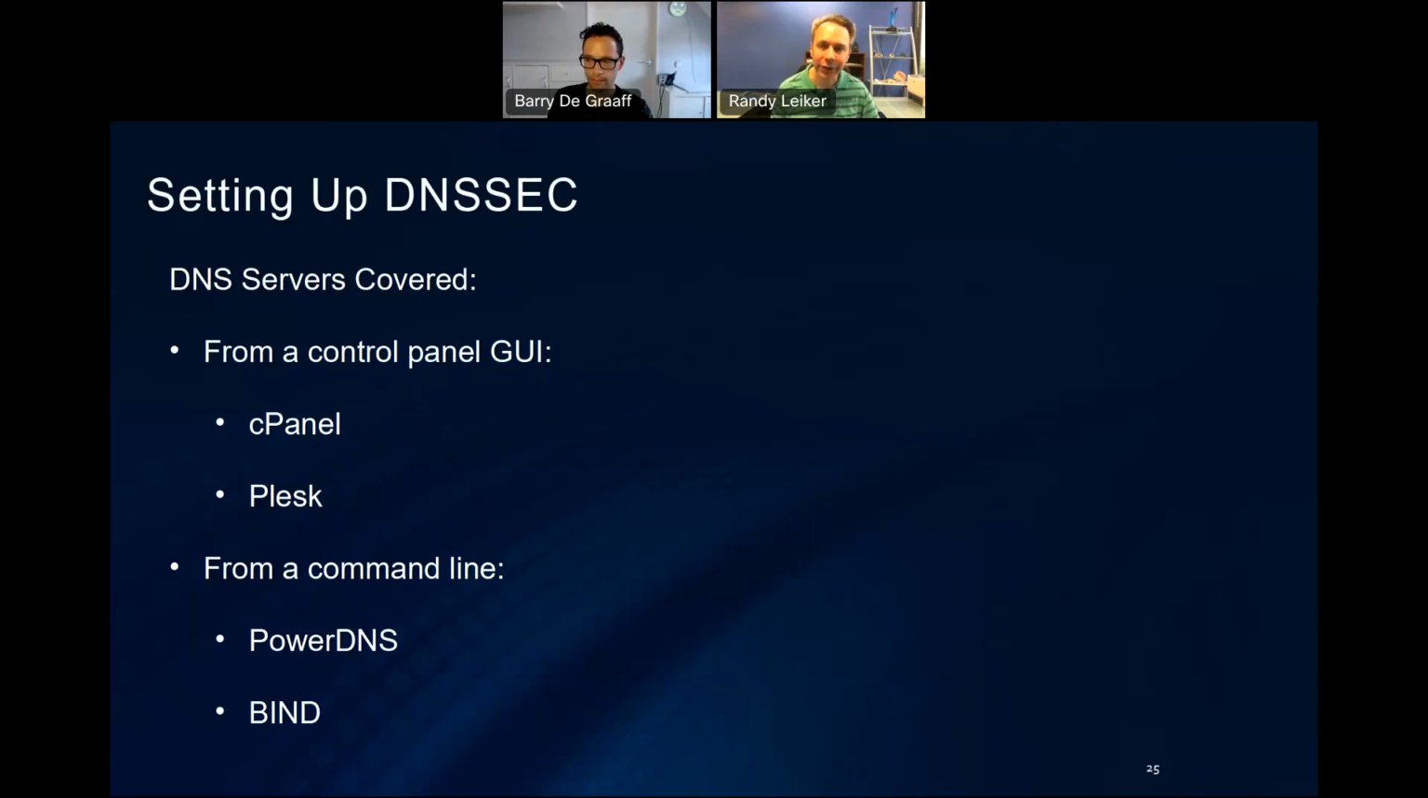Now, if your preferred DNS server is not listed on the slide, check your vendor's documentation for DNSSEC support. Most DNS vendors have long had DNSSEC support built in, so chances are good that your favorite DNS vendor supports it too.